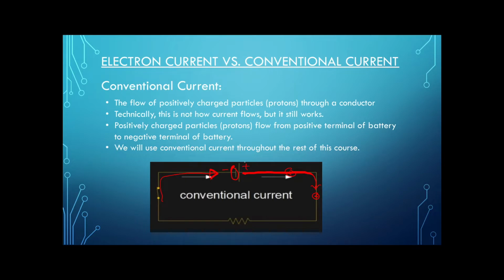Is this actually what is happening in electric circuits? No, because in reality it is the flow of electrons instead of the flow of protons or positively charged particles. Mathematically, the flow of electrons from the negative terminal of the battery to the positive terminal is the same as the flow of positive charge from the positive terminal of the battery to the negative terminal of the battery. And so conventional current will be used throughout the rest of this video series. It will also probably be used throughout your career as an engineer.